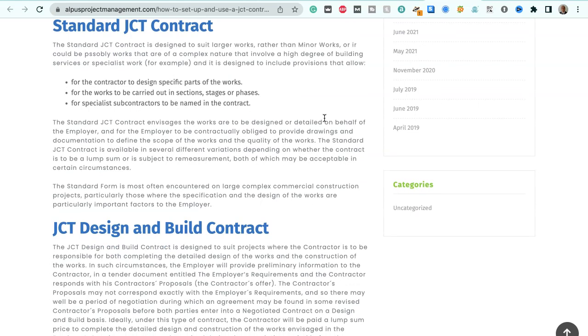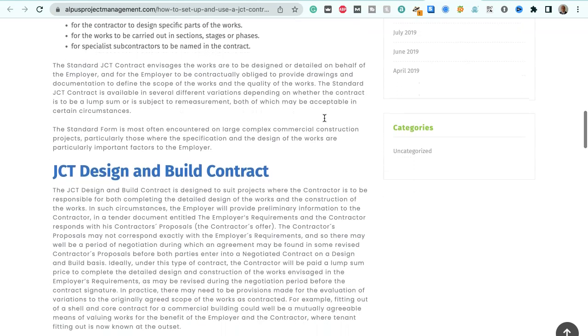Firstly, the Standard JCT Contract. The standard JCT contract is designed to suit larger works rather than minor works, or possibly works that are of a complex nature that involve a high degree of building services or specialist work, for example, and it is designed to include provisions that allow for the contractor to design specific parts of the works, for the works to be carried out in sections, stages, or phases, for specialist subcontractors to be named in the contract.